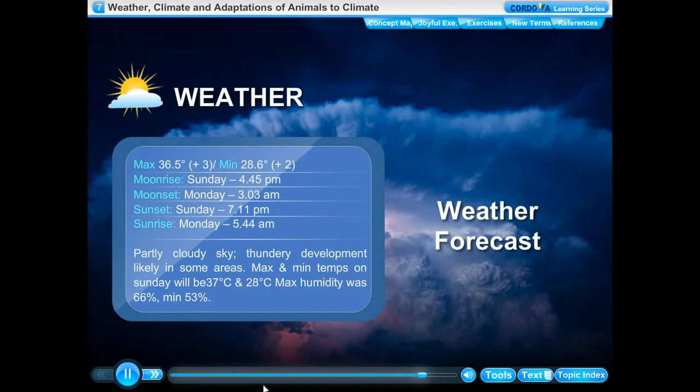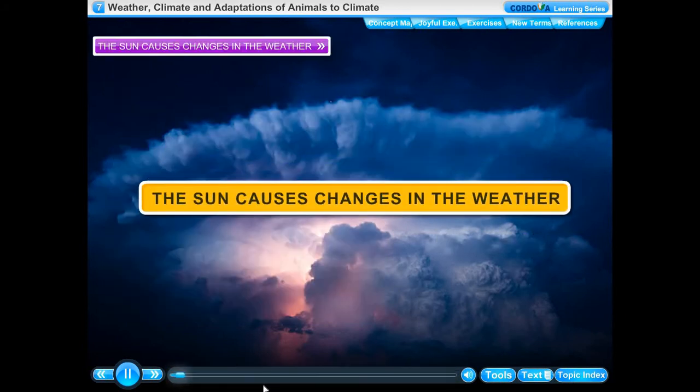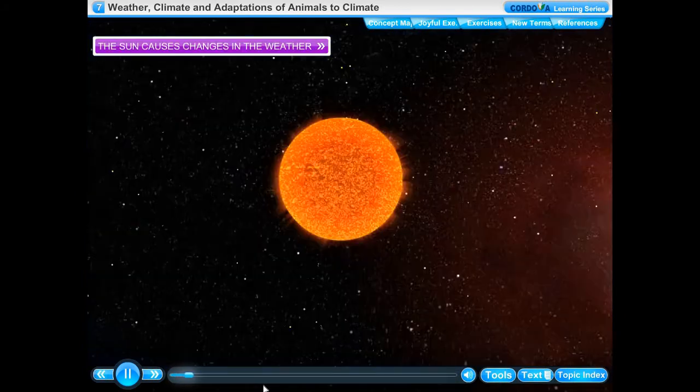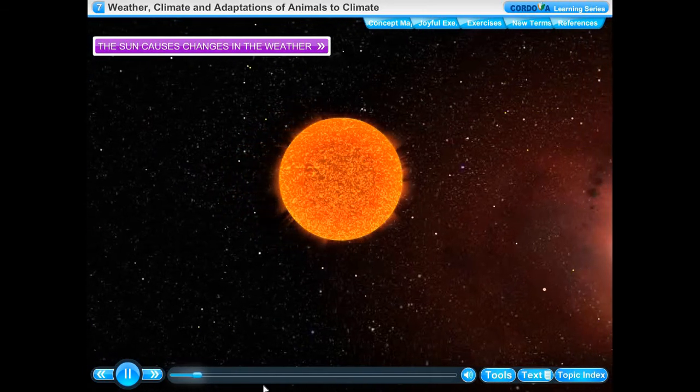The atmospheric condition on a particular day at a place with respect to the temperature, humidity, rainfall, wind speed, etc. is called the weather at that place on that day. The temperature, humidity, and other factors are called the elements of the weather. The sun causes changes in the weather. All changes in the weather are caused by the sun.